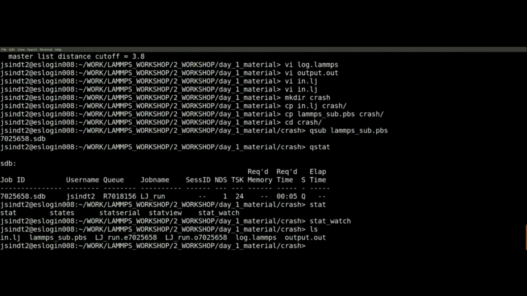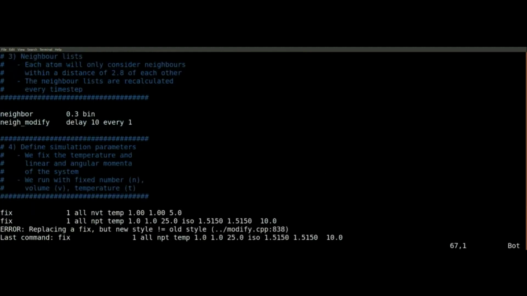And if we look at log.lammps now, at the end, as predicted, I've got 2 fixes with the name 1, and here it says you're replacing a fix, i.e. there is already a fix called 1, but you're saying there's a new fix called 1, and they're not the same type of fix. I don't know what to do. I'm crashing, I'm exiting.